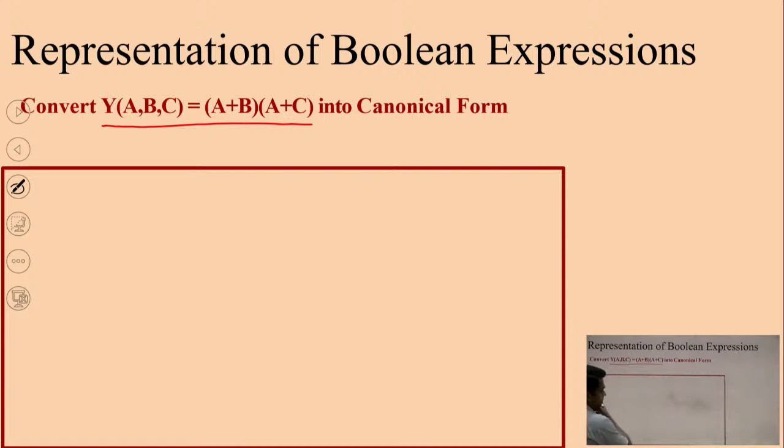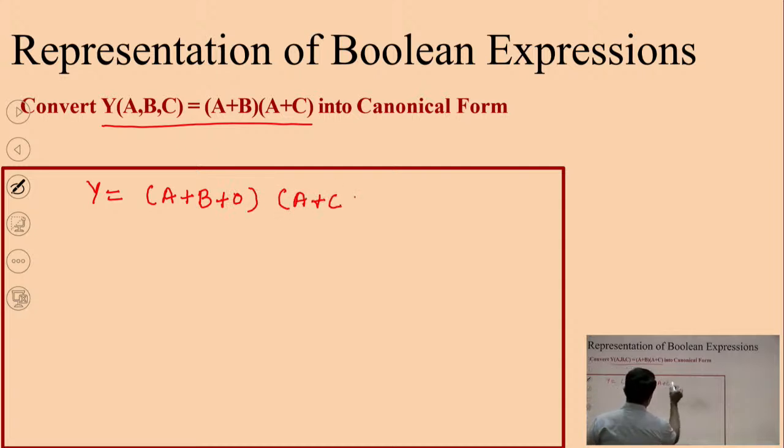And now proceeding towards the POS. In POS, we have to make such arrangements that the sum is unaffected. So in A plus B, C is not there, so I am adding 0 into this sum. Similarly, A plus C plus 0. Now I have to replace this 0 in terms of the missing variable.